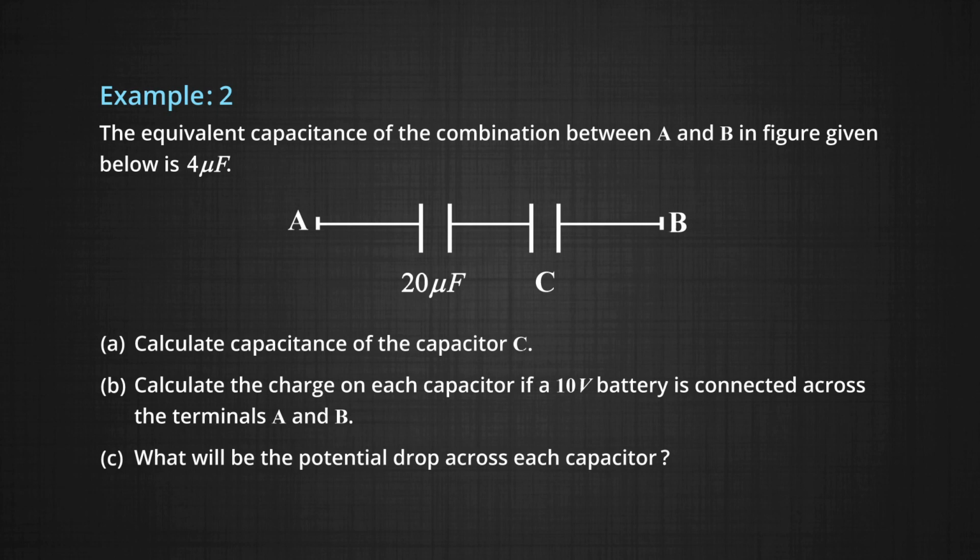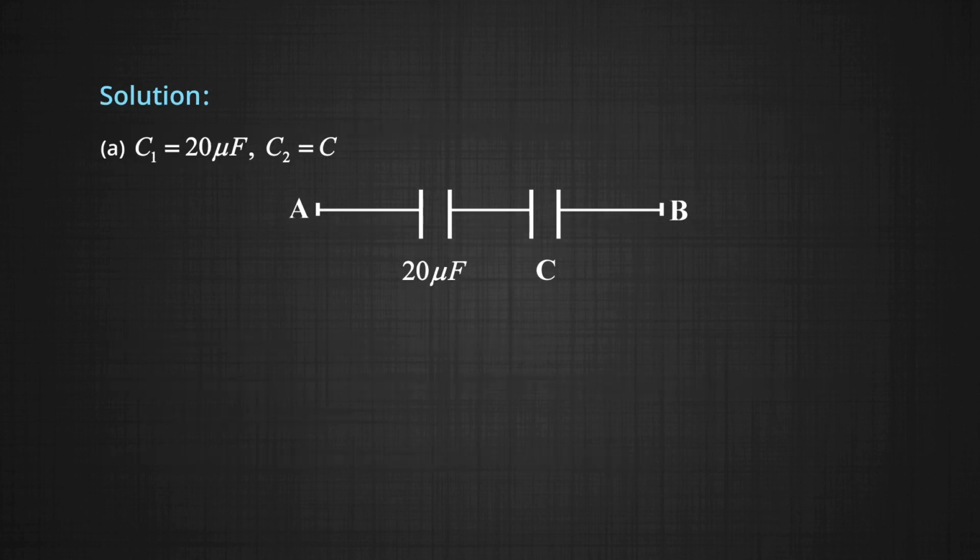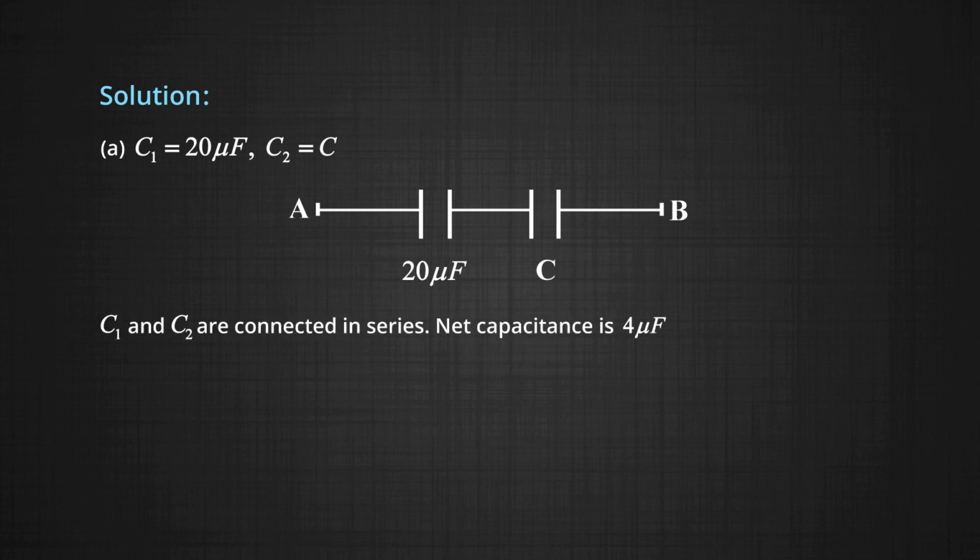Now, the solution. Part A. C1 is given to be 20 microfarad and C2, the unknown quantity, is C. If you look in the diagram, C1 and C2 are connected in series. Therefore, the net capacitance is 4 microfarad.